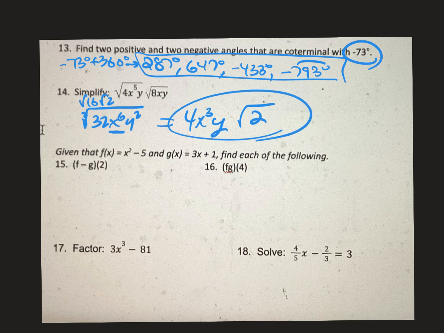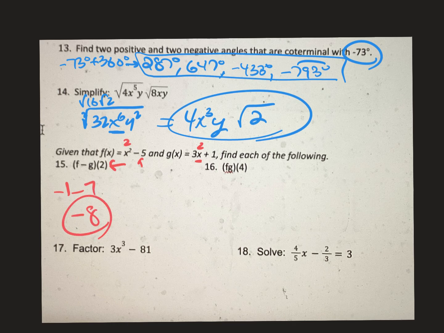Number 15 and 16 kind of go together. It says f minus g of 2. The best way to do this is take the 2 and plug it in for x in both of them first. So if I do the first one, 2 squared is 4. 4 minus 5 is -1. And if I plug 2 into function g, 3 times 2 is 6 plus 1 is 7. So I'm going to do -1 minus 7, which is -8, because that's all you do.